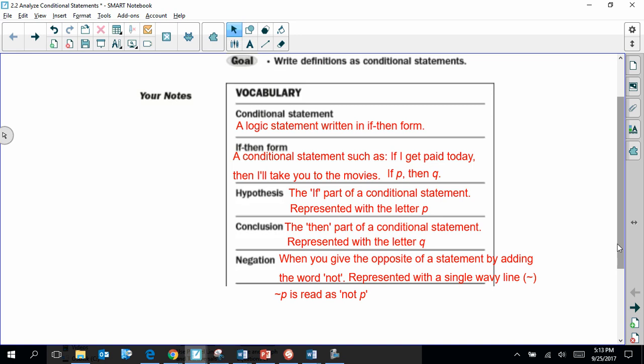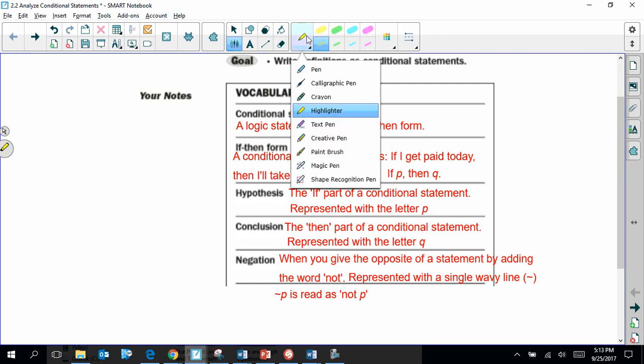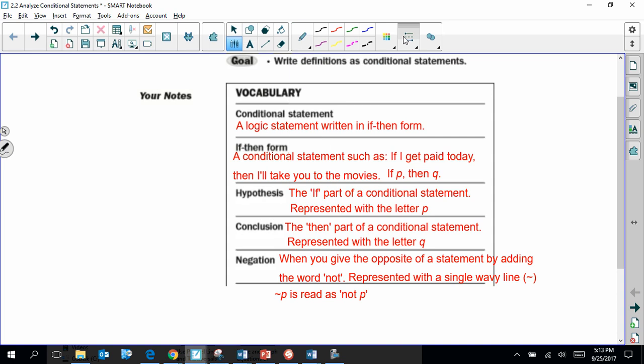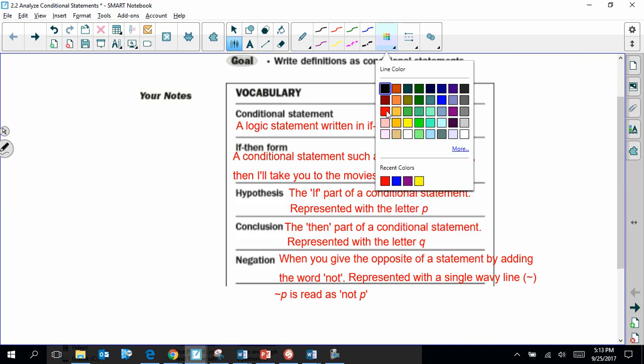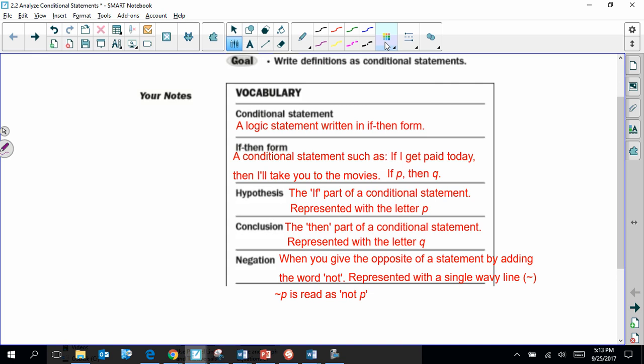In the definition that I'm giving you here for the if-then form, it's a conditional statement. I'm just giving you an example, but I want you to pay particular attention to this. Here we go. Things look like they're cooking now. Let's pick something other than red here.